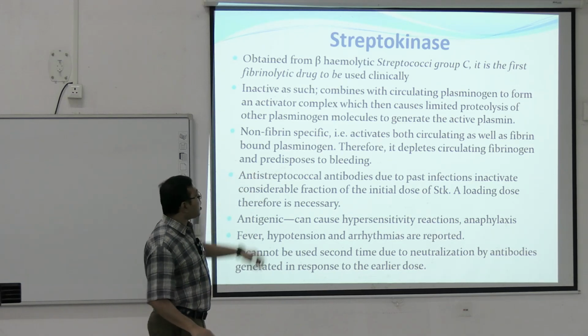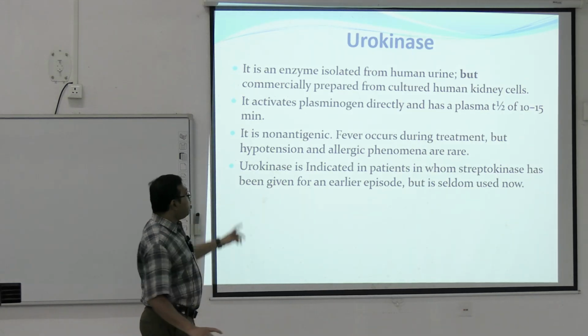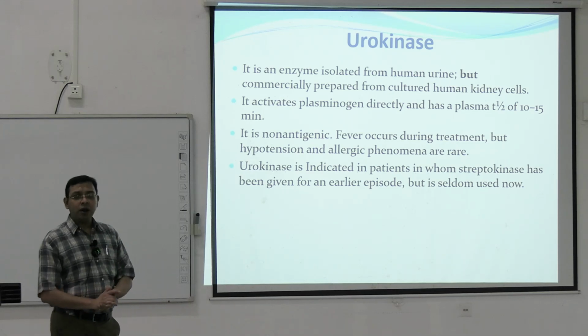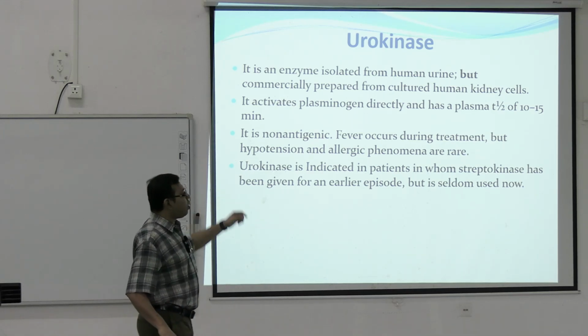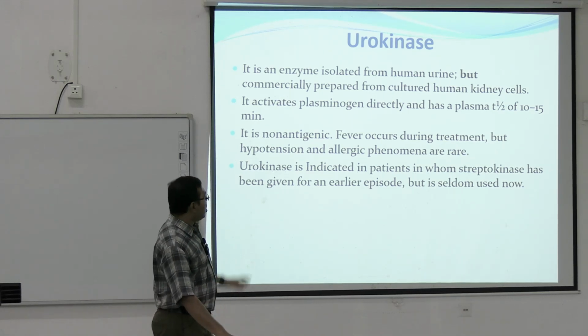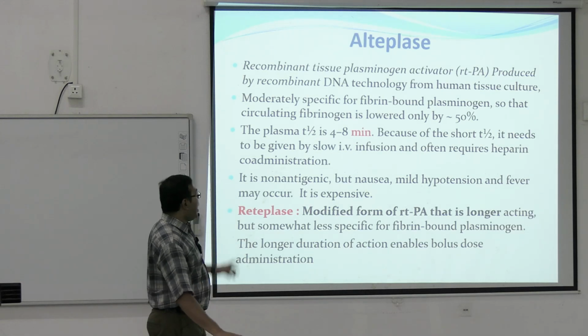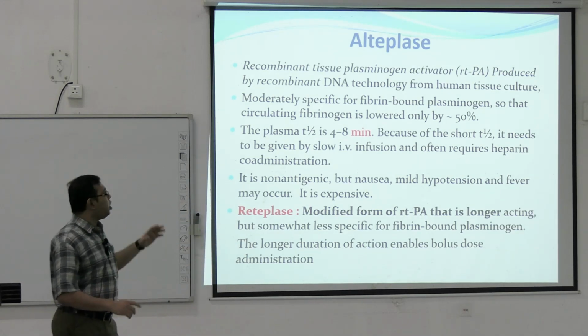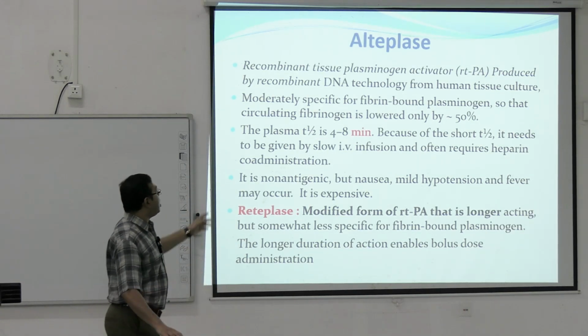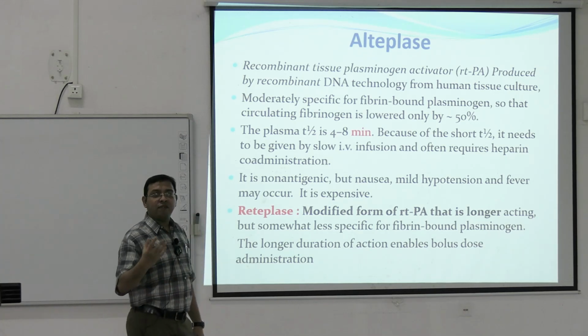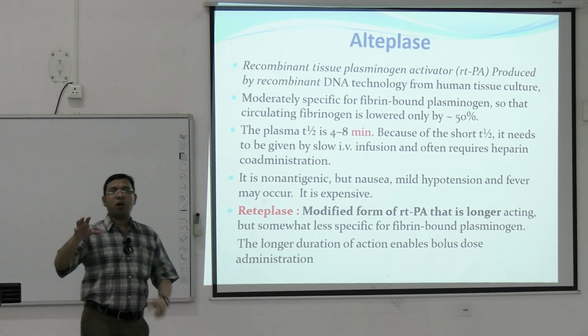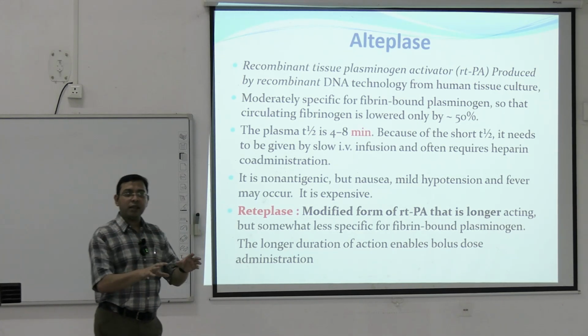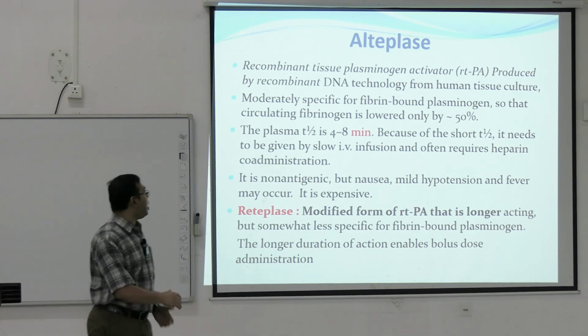It is obtained from streptococci group C. Urokinase is obtained from human urine. It is a tissue plasminogen activator, purified, with more or less similar actions. Alteplase, Reteplase, Tenecteplase are the newer ones, already discussed. They are more fibrin specific, so their actions on other proteins are very less. That's why the adverse effects are also very less.